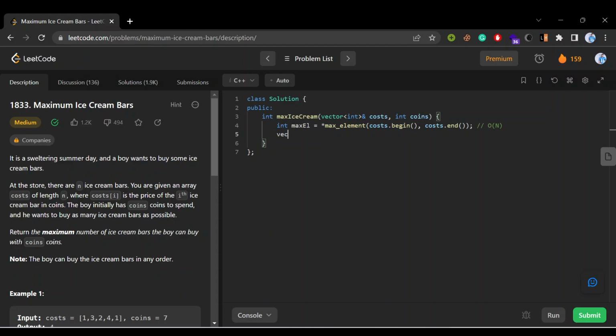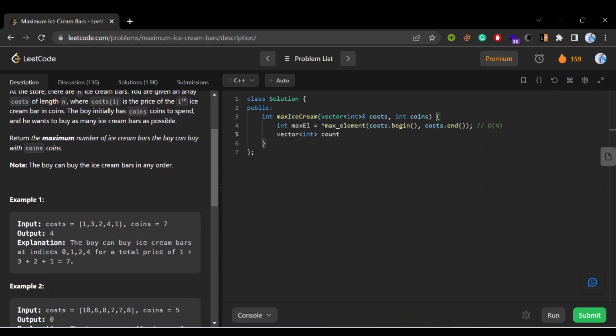Now after finding this max element, I will have a vector of count. For example, we have 1 here, right? How many ice creams do we have that have the cost 1? That will be stored in the count vector, and the size of this will be maxElement plus 1 and initialized with 0. And we also need bars that is initialized with 0.